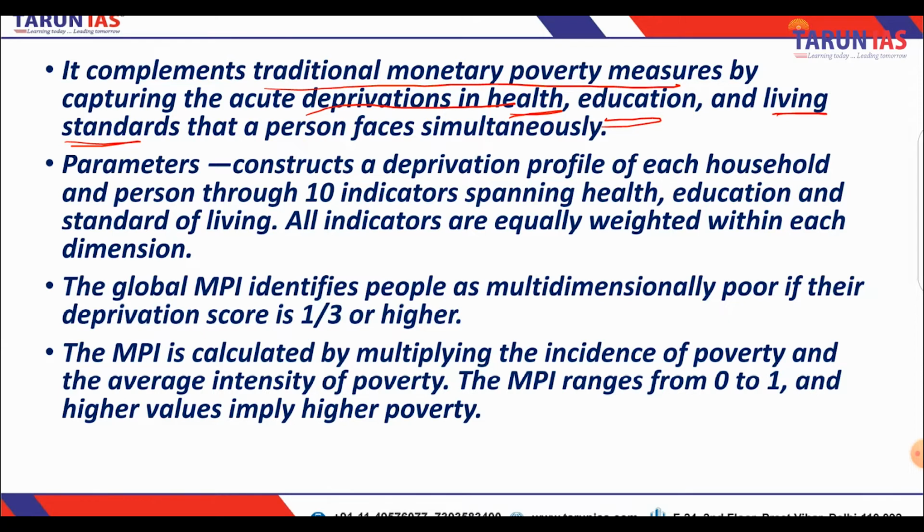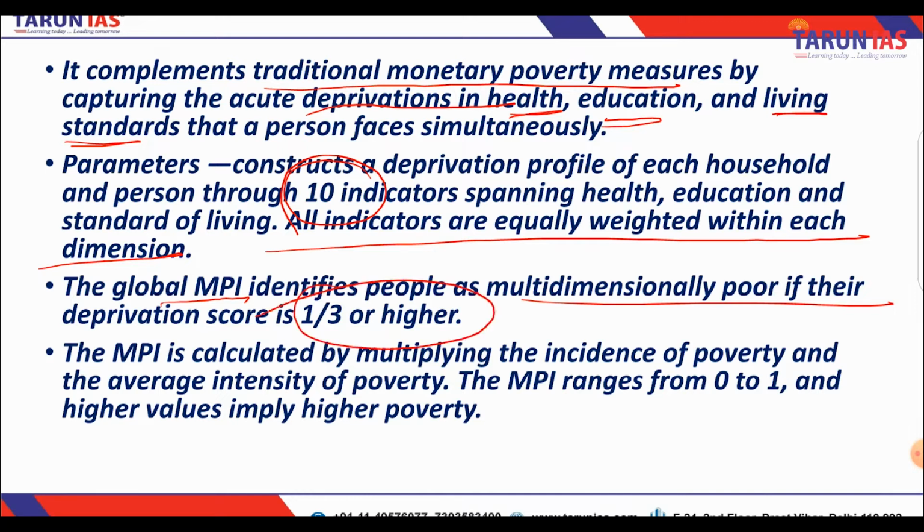The Global Multidimensional Poverty Index measures deprivation in 10 indicators, and all indicators are equally weighted within each dimension. It identifies people as multidimensionally poor if their deprivation score is one third or higher. It ranges from 0 to 1, and a higher value implies higher poverty. All right.